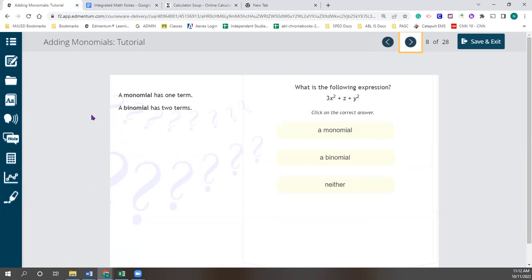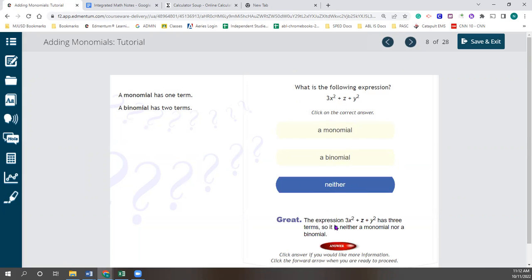A monomial is one term. A binomial is two terms. What is the following expression? I see a term, 3x squared, plus a term, z, plus yet another term, y squared. So it's not a monomial because there's more than one. It's not a binomial because there's more than two. Therefore, it is a polynomial. So I have to pick neither.